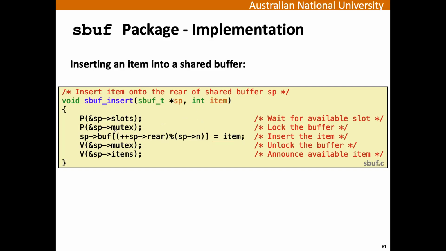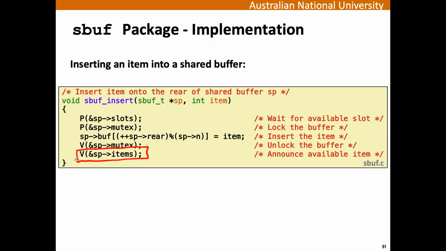Now when it inserts something, it releases the mutex because it doesn't need it anymore. It does a post operation. It does a V operation to announce the availability of an item. It does the V operation on a different semaphore, one that's counting the number of items that are available inside the buffer. So we haven't seen the P operation yet on items, but we have an intuition why it is here.